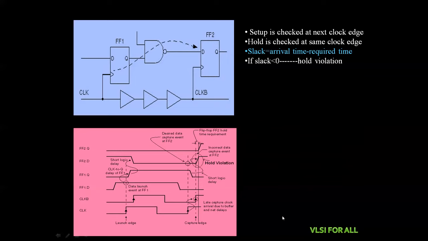Here the slack formula is arrival time minus required time. The arrival time here is the time at which we are coming, and the required time is 7 p.m. So we need to come to the party after 7 p.m., so that the slack value is positive. If the slack value is negative, we are going to face the hold time violation.